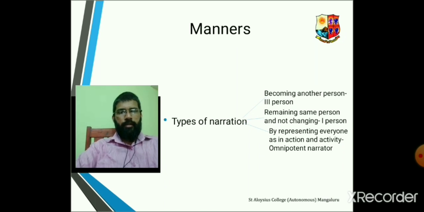And the final one, the last one, by representing everyone as in action and activity. So you have here what is also called the omnipotent narrator. There is a narrator who is above everybody else, and you have all the characters performing right in front of him. So therefore he has knowledge of everybody else. He is not part of the story, but he is looking at everybody and then narrating a story.